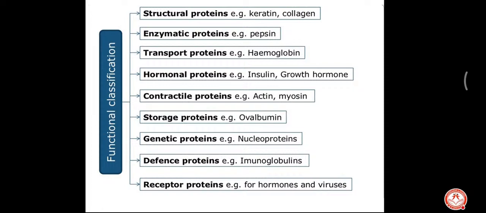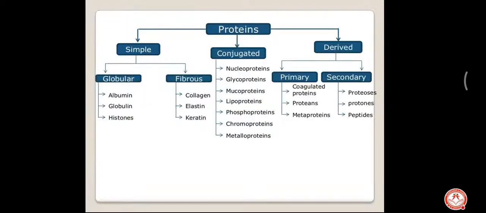Structural proteins: keratin protein present in hair and nails, collagen protein. Enzymatic protein helps in digestion: pepsin. Transport protein: hemoglobin, transport of oxygen. Hormonal protein: insulin, growth hormone. Contractile protein found in your muscles: actin and myosin. Storage protein: ovalbumin. And genetic proteins: nucleoproteins. Defense protein: immunoglobulins, antibodies. Receptor proteins for hormones and viruses.